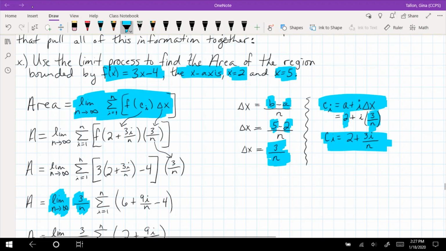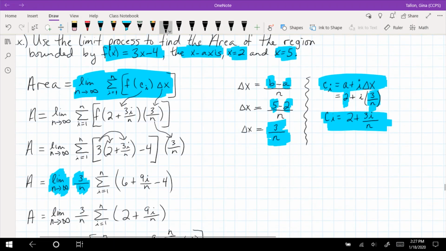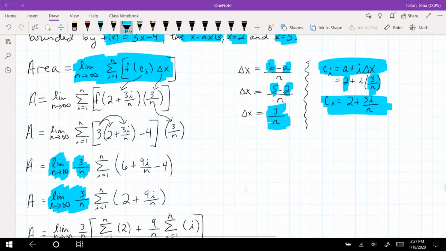The summation as i goes from 1 to n, I'm simply taking this 3 and multiplying it by 2 to give me 6. 3 multiplies by 3i over n to give me 9i over n, and then minus 4. Simplify down as much as you can, clean it up. So 6 minus 4 gives me 2. I still have this limit as n approaches infinity of 3 over n. And now I have the summation as i goes from 1 to n of 2 plus 9i over n.